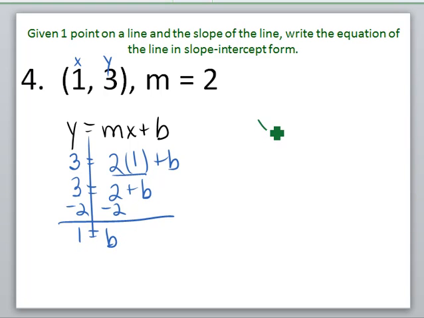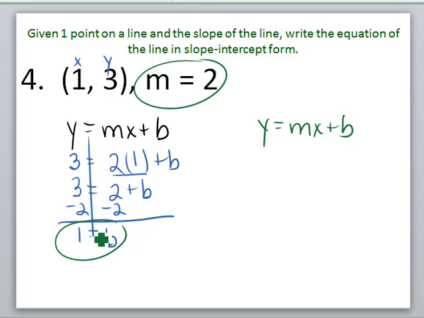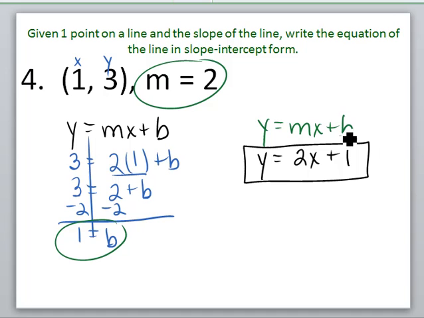Then what I'm going to do is write down my equation y equals mx plus b again, because I have the two things I need, the m and the b. Anytime we are writing the equation of the line, we only need the m and the b to write it in slope-intercept form.